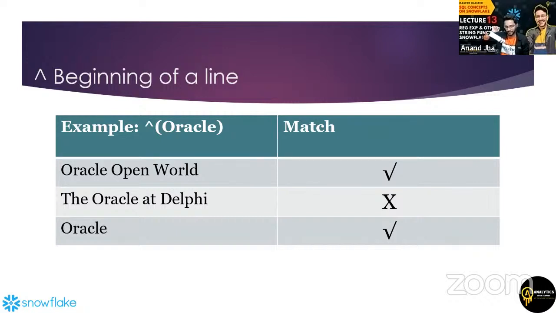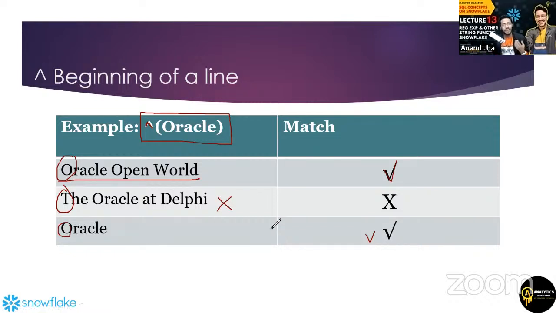The first example: caret, Oracle Open World. What am I giving here? I'm giving the caret and the word Oracle. Does it start with O? Yes, it starts with O. Dollar means end, and this caret means starts with. Yes, it is starting with O. Oracle, O is there, correct, there's a match. No, it's not starting with O, wrong. Oracle again, it is starting with O, so it's a match. And it's case sensitive. There should not be a small o; I have given a capital O. Make sure. So first and third will be a match, and there won't be a match with the second.